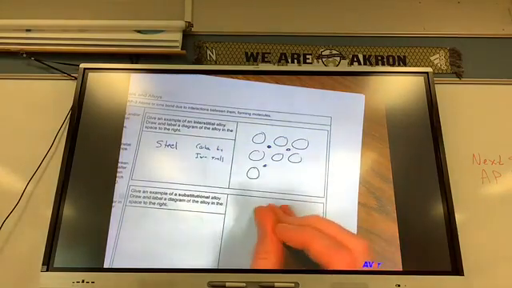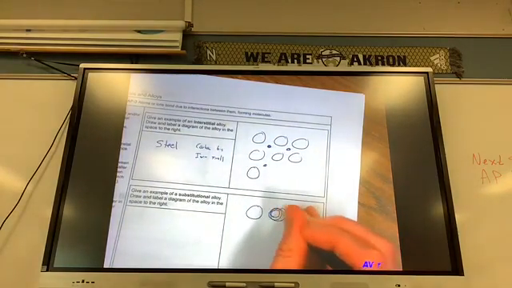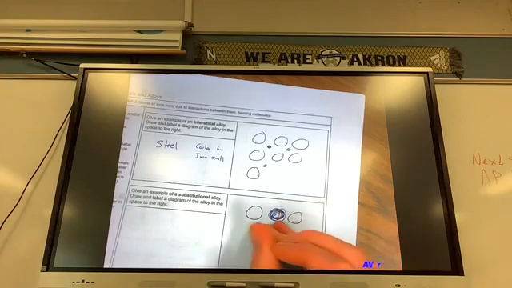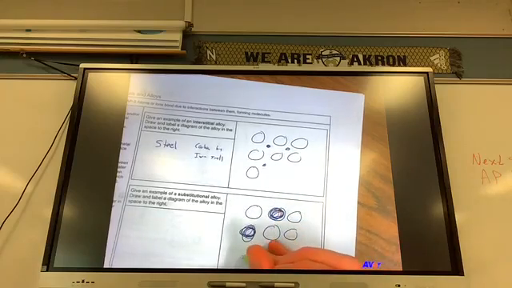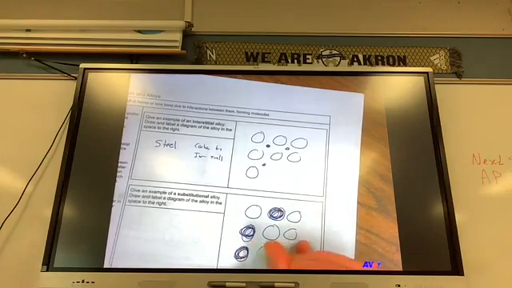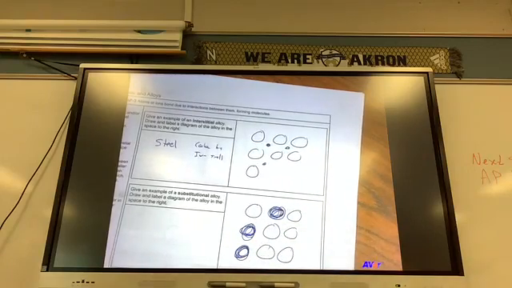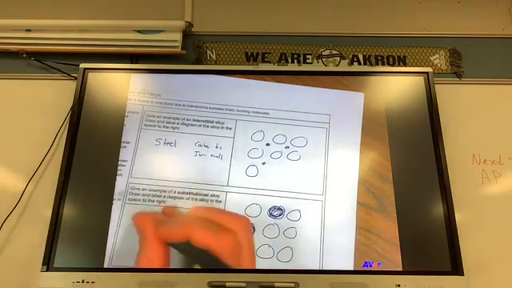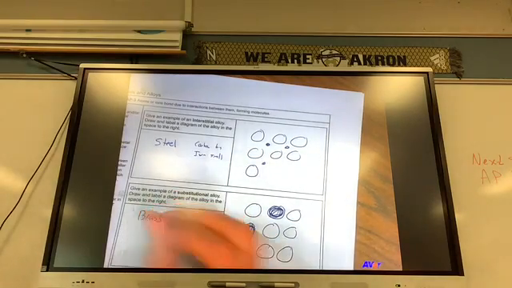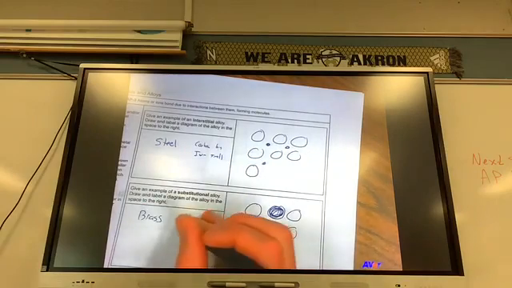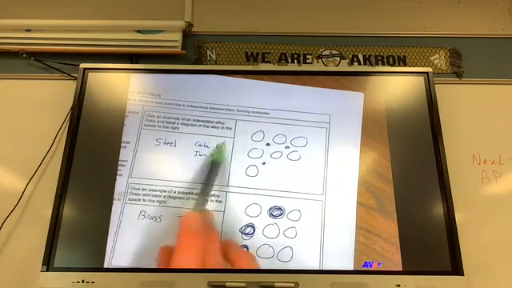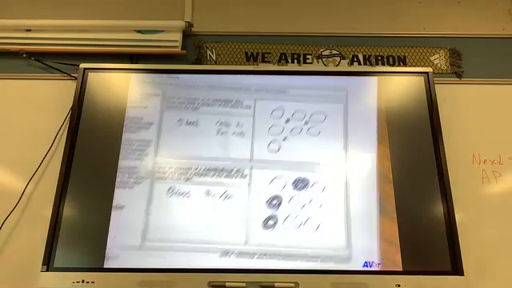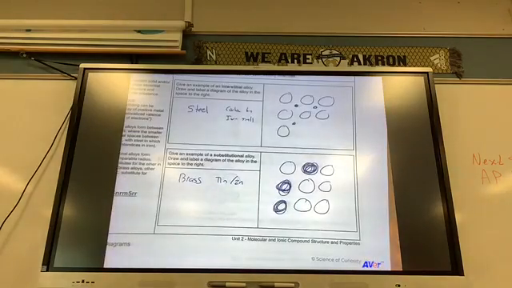And then what about a substitutional alloy? They're all the same size, but some of them have been substituted in with something different. Example of that? We just did this. Brass. So this could be like tin and zinc. What is the right answer to steel? Carbon big, iron small.